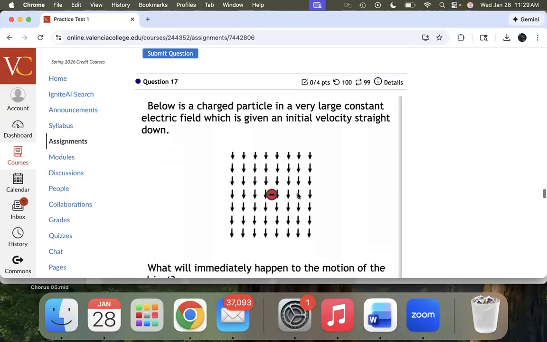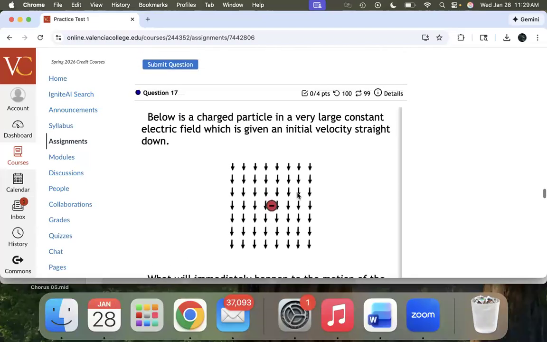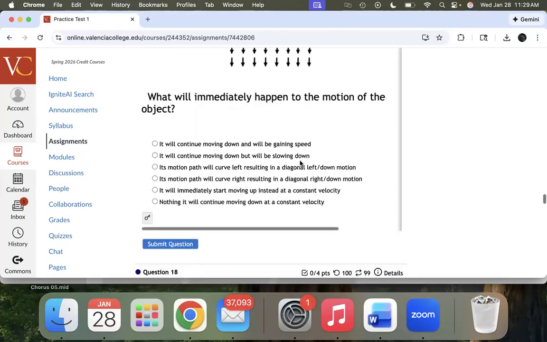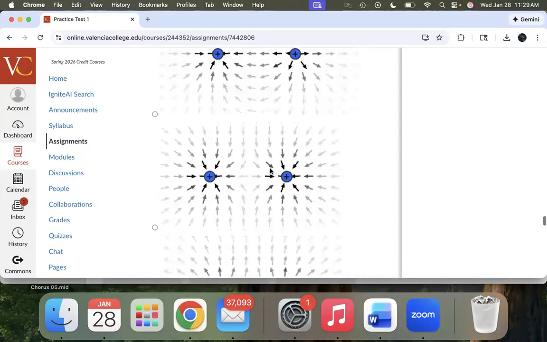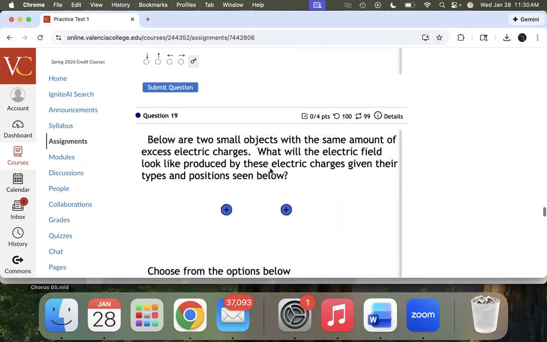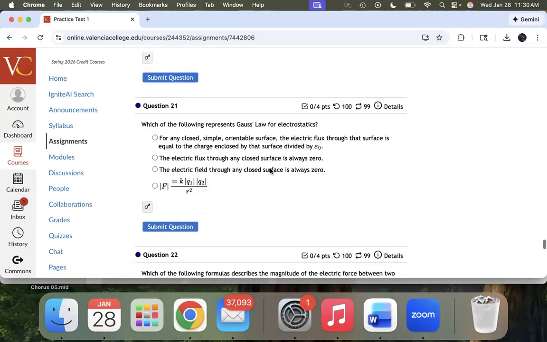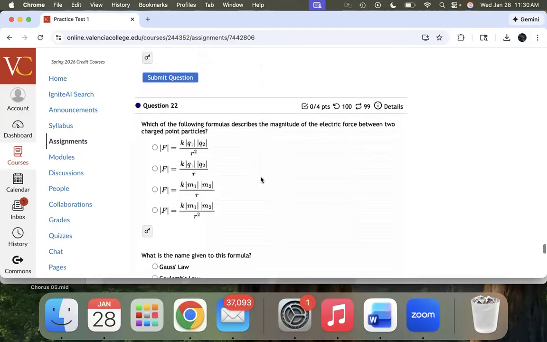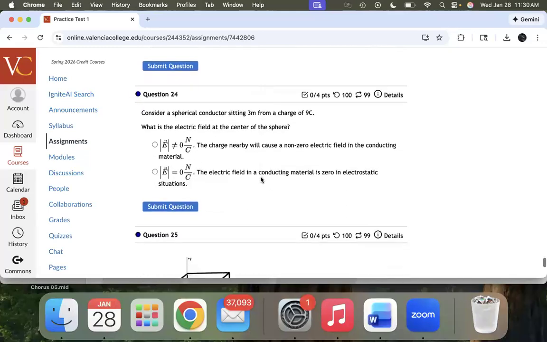You will have some conceptual type questions like this, where the question is which way is a negative charge going to move in this electric field, that kind of thing. Like here's a different version with a positive charge. Those are good questions. What does the electric field look like from a charge and so forth? I would definitely make sure I know the answer to that. Those are all good questions.